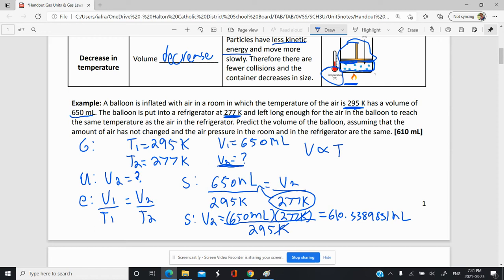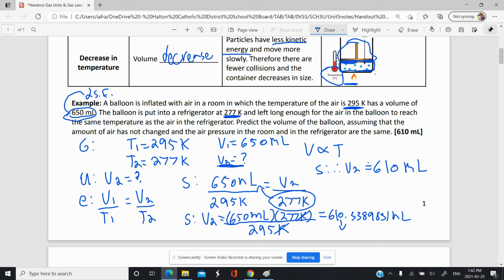Therefore, V2 is approximately, and we're going to make sure it has the proper number of sig figs. It looks like 2 sig figs is my smallest number of sig figs, so it's approximately, I can round down to 610 milliliters.